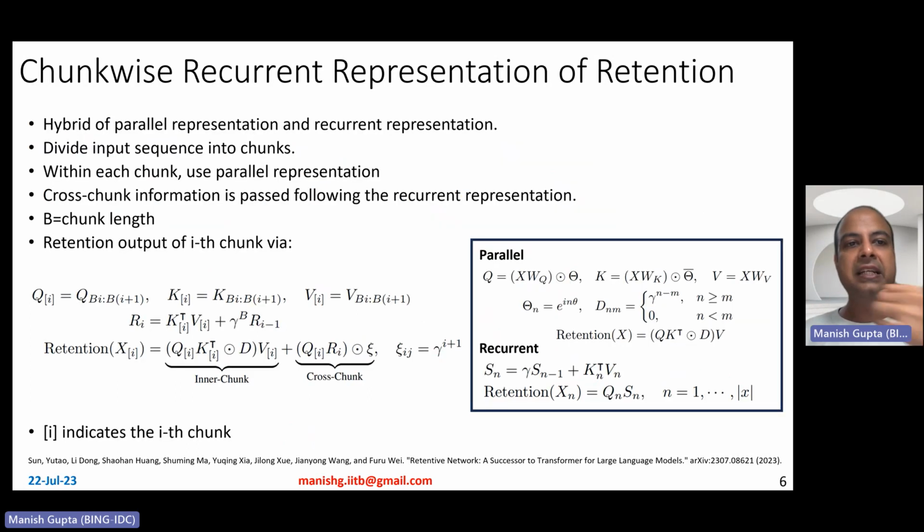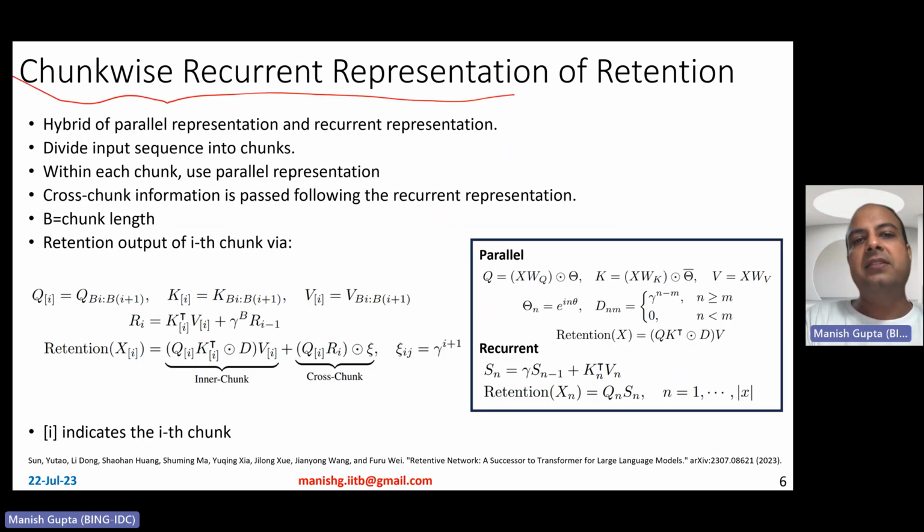Okay, that's the beauty. And that is what is called the chunkwise recurrent representation of the retention layer. So the idea is you do a hybrid of parallel representation and recurrent representation. The way you do this is to take your long input sequence. And remember, this is useful when you have very long input sequences. You divide them into chunks, each of length B, right? Within each chunk, you use parallel representation. Across chunks, you use recurrent representation.